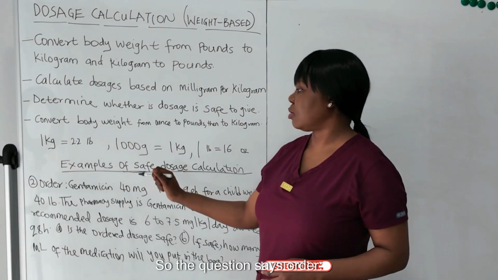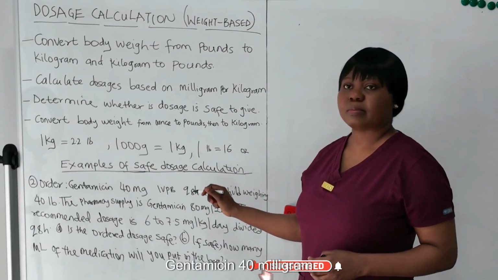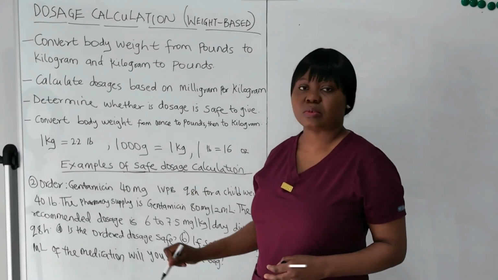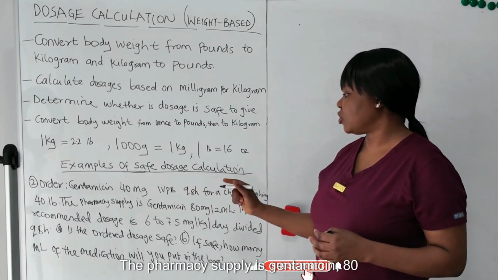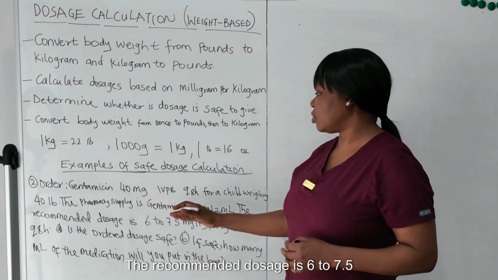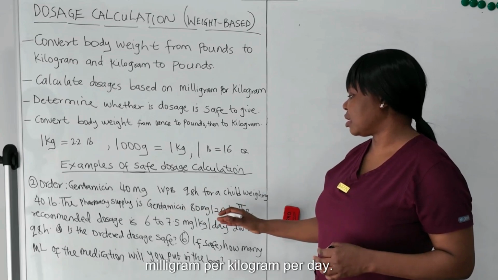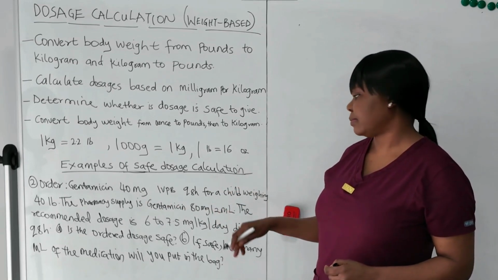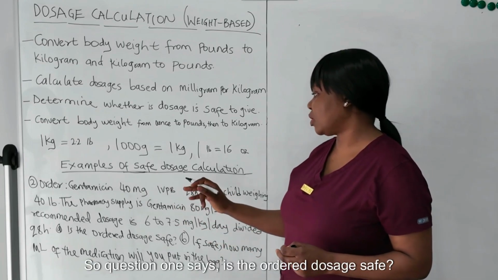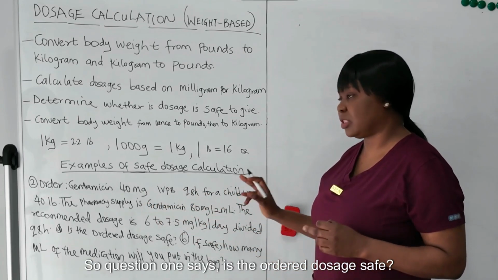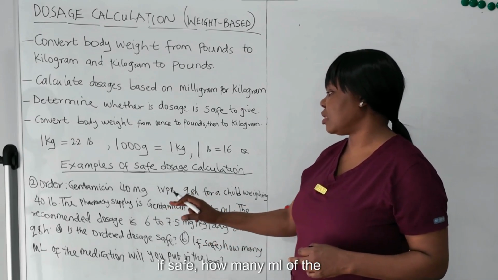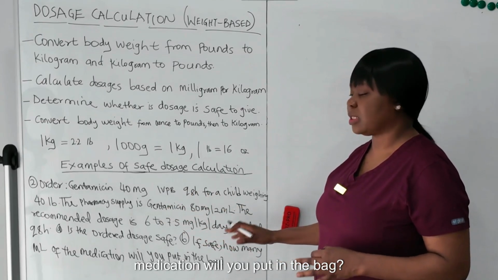So the question says order gentamicin 40 milligram IV piggyback Q8 hours for a child weighing 40 pounds. The pharmacy supply is gentamicin 80 milligram per 2 ml. The recommended dosage is 6 to 7.5 milligram per kilogram per day, divided Q8 hours. So question A says, is the ordered dosage safe? And B says, if safe, how many ml of the medication will you put in the bag?